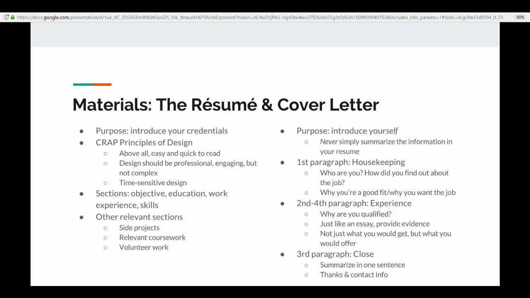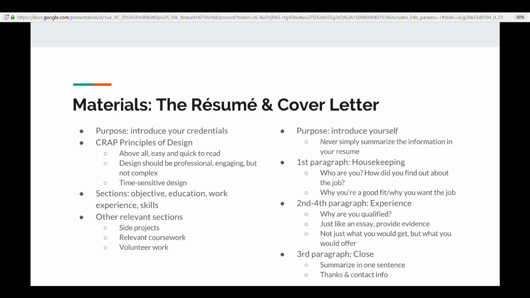The body of the cover letter is where you describe your experience. Why are you qualified to do this work? You don't want to just describe what you would get out of this, but what you can offer. And just like an essay, you can't just make claims without evidence. If you make a claim like, I am a good communicator, you need to be able to back that up with specific examples from your previous work or from your schoolwork.